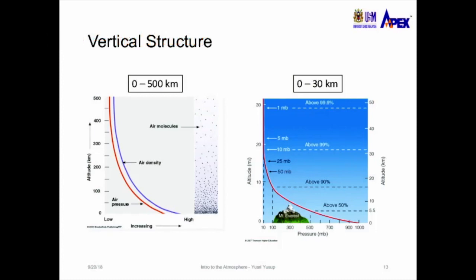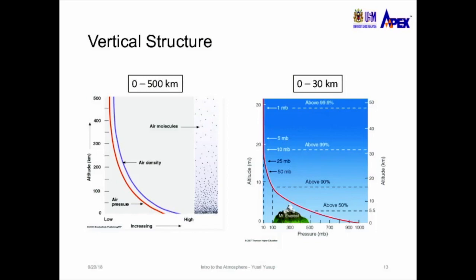1000 millibar is equivalent to 1 bar, and 1 bar is the same as 1 ATM, or atmosphere, and that equals 101,325 Pascal. So from the surface of the Earth it is at its maximum at 1000 millibar, and it exponentially decreases until 5.5 kilometers, where it goes to half of its original value of 1000, which is 500.